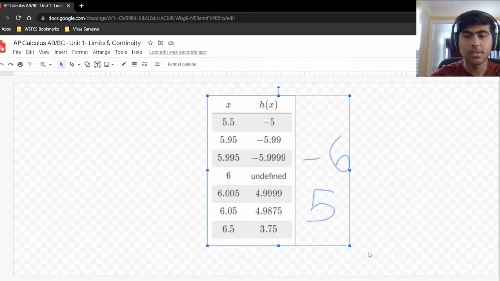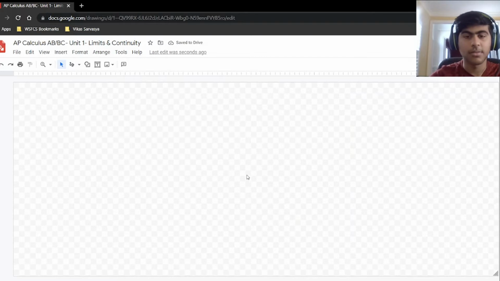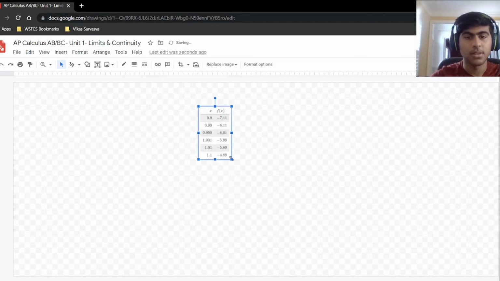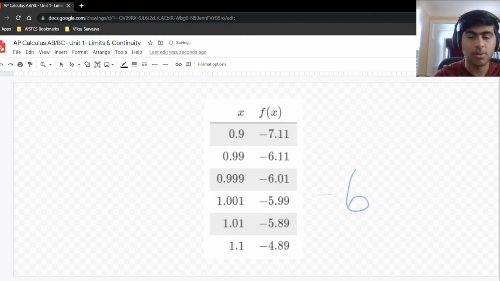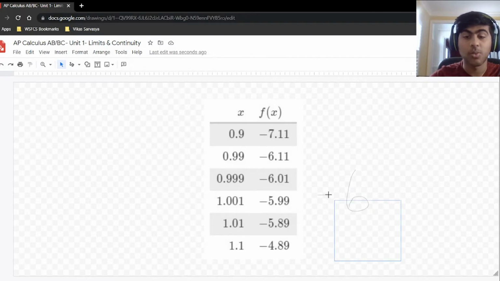Now, there are limits that are defined, obviously, like this one. As we approach 1 from both sides, from the negative side, we approach -6, and from the positive side, we also approach -6. As you can see, the values are continually getting closer to -6. And that's what a limit is. We really don't care what the value of f of x is at x equals 1. We care what the value of f of x is around x equals 1. That's why we can find the limit from just these tables. We don't need the actual y value at x equals 1.